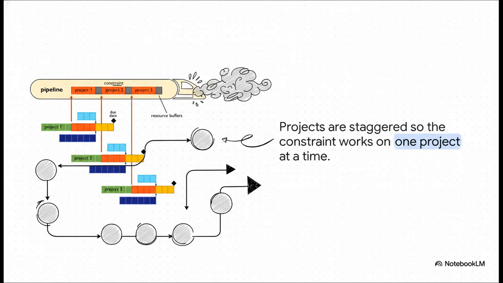It's like a single track railway. You let one train, one project, get all the way through the bottleneck before you let the next one enter the tunnel. It completely eliminates the traffic jams and the constant stop and start that absolutely destroys productivity. It creates this calm, predictable, and most importantly, fast flow of work.